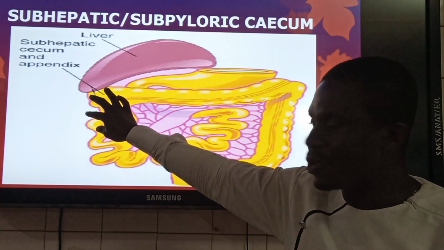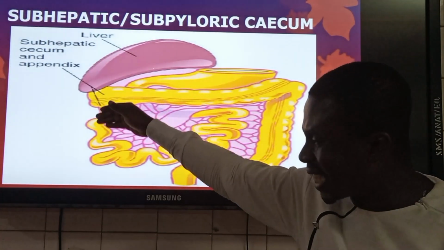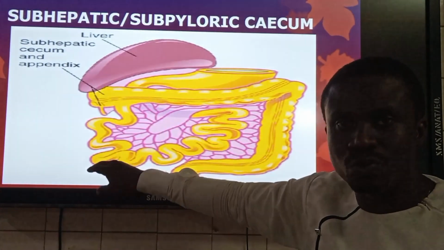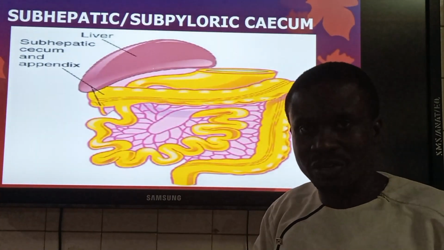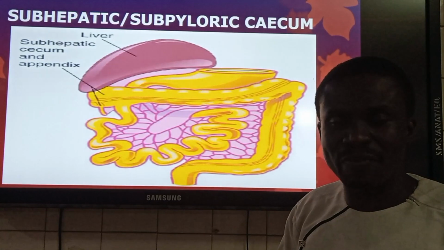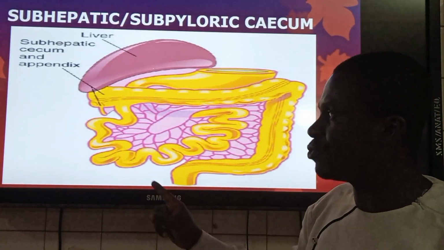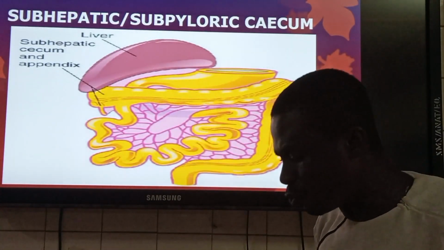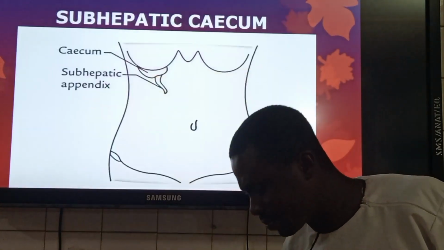And as I told you, for the cecum and appendix to come down towards the right iliac fossa is not by any other rotation, but by the differential growth of the posterior abdominal wall. Okay, so that is something that I want you to become aware of.